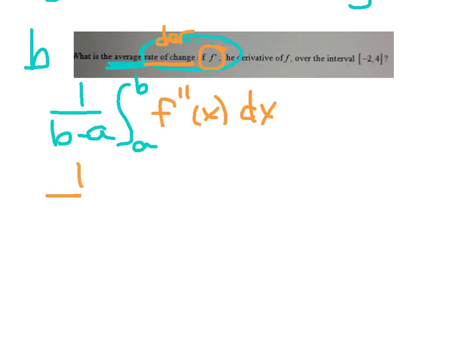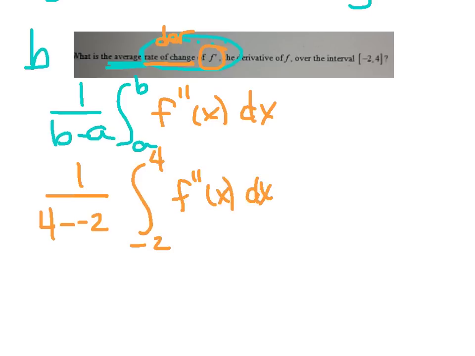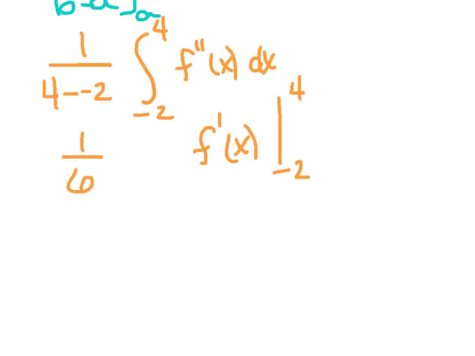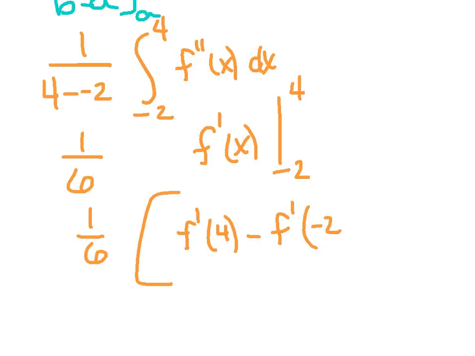Plug the corresponding numbers in. So I've got 1 over 4 minus -2, -2 to 4, of f double prime of x. So that's my 1/6. When I integrate f double prime, I'm actually getting f prime. Plug in the correct bounds, -2 to 4. Remember to do upper minus lower. So I've got my 1/6, getting f prime of 4 minus f prime of -2.